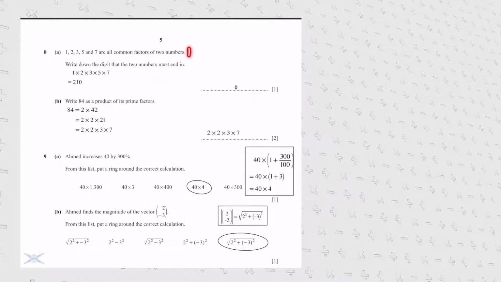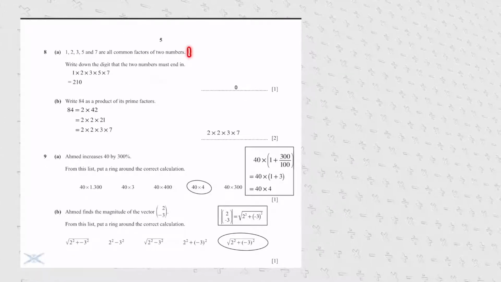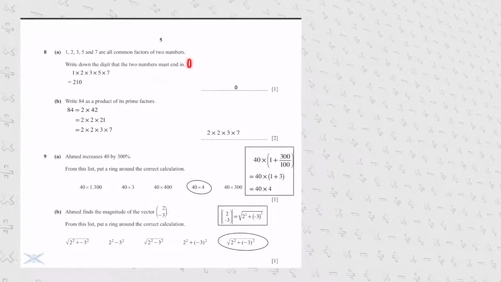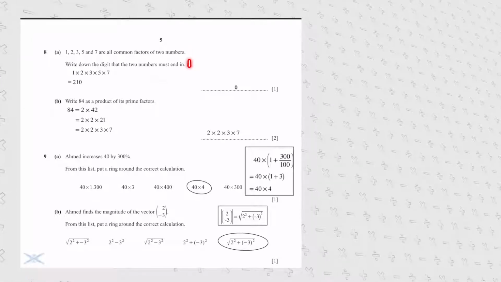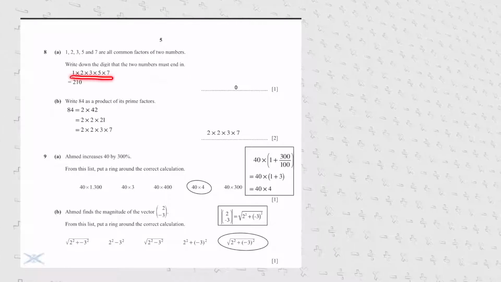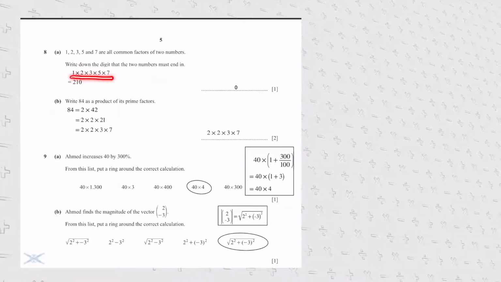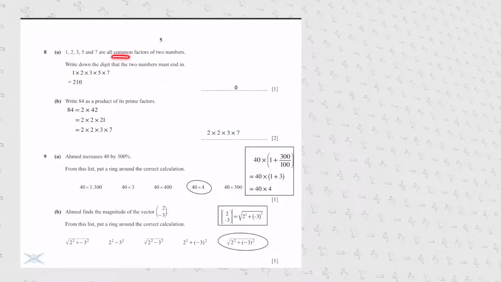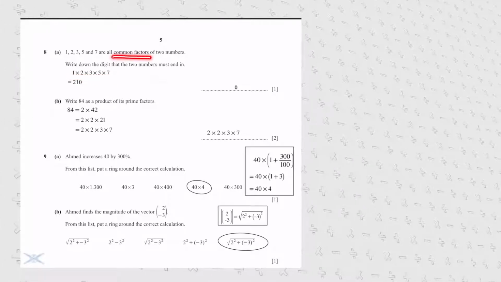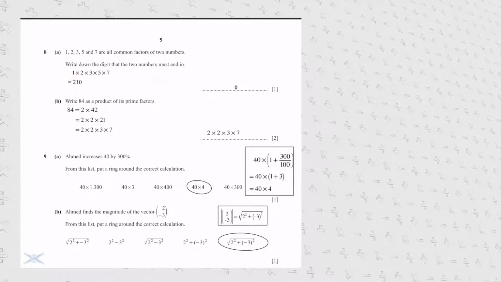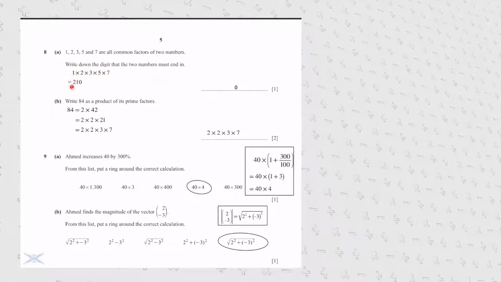In exercise 8a, 1, 2, 3, 5, and 7 are all common factors of two numbers, and we are required to write down the digit that the two numbers must end in. In this specific case here, we need to keep two things in mind. Number 1, except for 1, all of the other numbers are prime numbers, and in order to determine common factors, the number 1 can technically be ignored. So starting from there, we just multiply all of those numbers and receive 210.